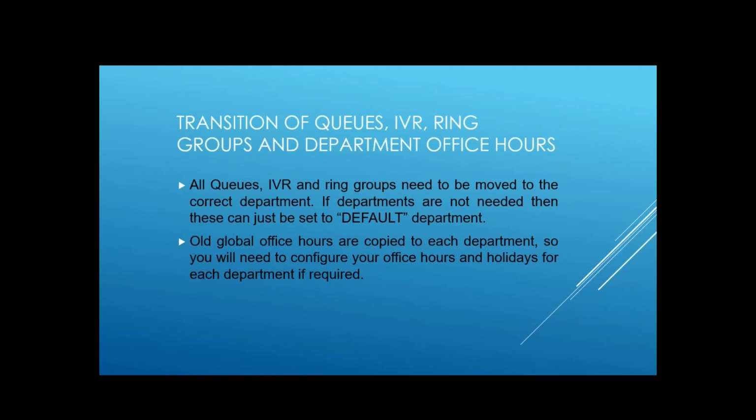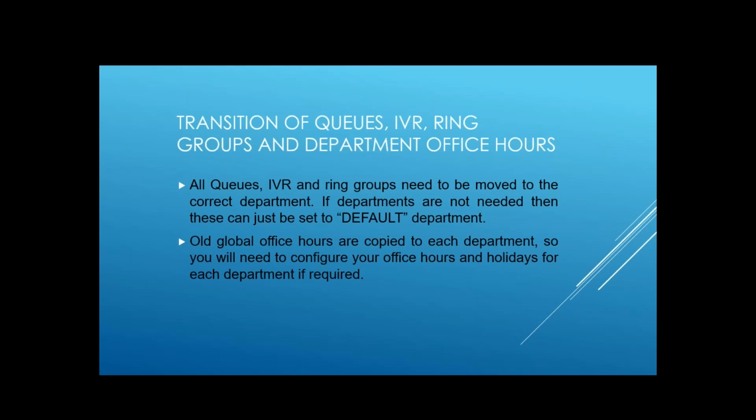Next, transition of queues, IVRs and ring groups, and also department office hours. All queues, IVRs and ring groups need to be moved to the correct department. If departments are not needed, if it's a smaller system, this can just be set to default, and you just have one essentially. Old global office hours are copied to each department, so you will need to create different office hours if those are required. This can be really useful for giving you greater control and more diverse configuration options to really customize the system to your customers' needs.